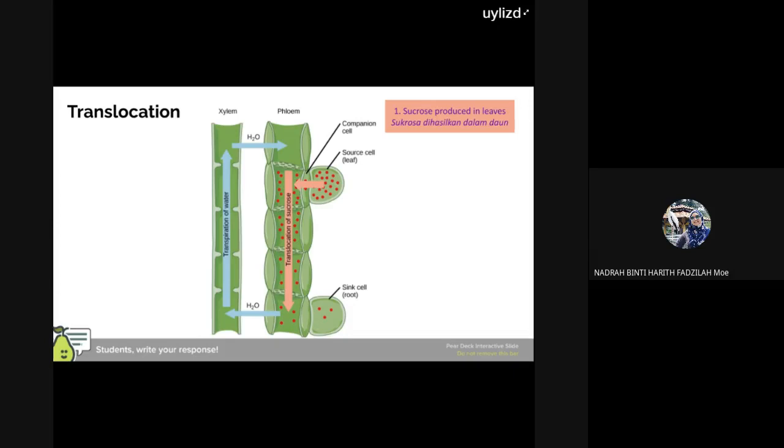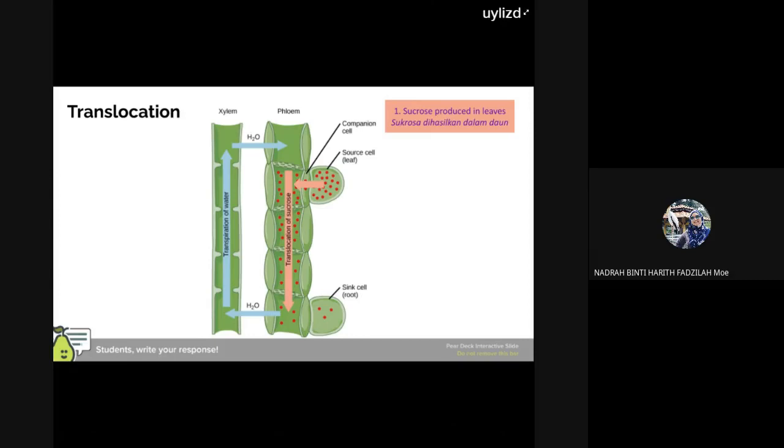Kalau sebelum ni kita cakap pasal transport of water, it is only one direction, from root to shoots, from the bottom parts of the plant to the upper parts of the plant. But transport of photosynthetic products are multi-direction, sebab as long as the part of the plant is in the growth state, sedang bertumbuh, atau as long as the part of the plant is the storage part of the plant, so the photosynthetic product can go there lah.